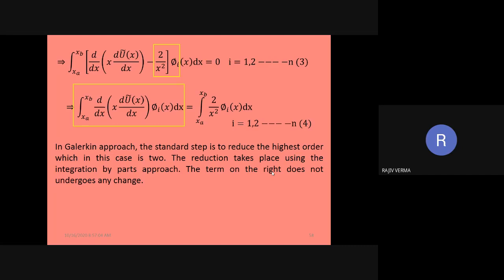So in the Galerkin approach, the standard step is to reduce the highest order, which is 2 in this case, because the unknown parameter u is being differentiated twice. So the standard approach is to reduce the highest order, which in this case is 2. The reduction takes place using the integration by parts approach. The term on the right does not undergo any change. The next slide explains the concept of integration by parts.